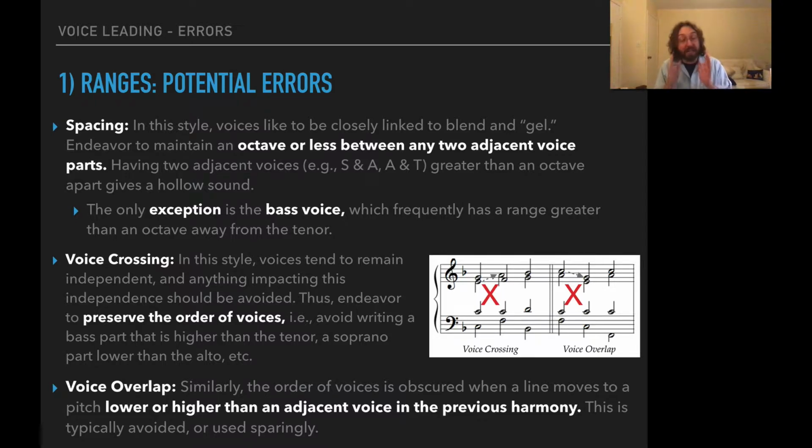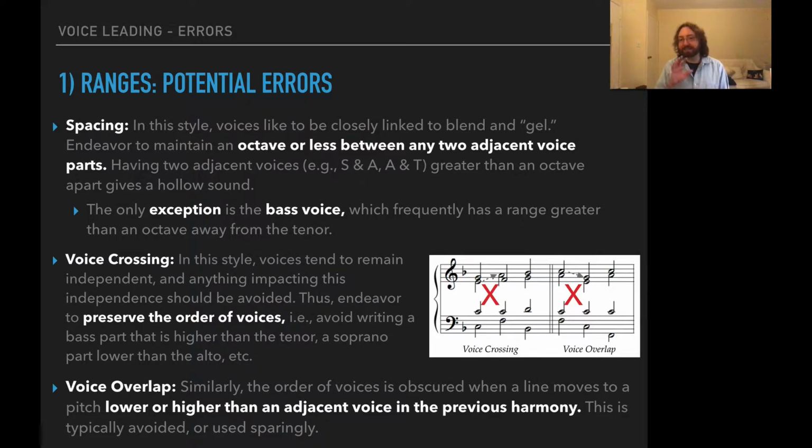Now, there is plenty of music that plays around with this idea, but again, that's the exception, and it's used for a very specific effect when the soprano and alto move back and forth. It's a really cool color, but if we always use that color, it loses its meaning. So we want to make sure that we're preserving that independence of voices. In other words, avoid writing a bass part that is higher than the tenor or a soprano part that's lower than the alto, as we see in the first example on the screen.